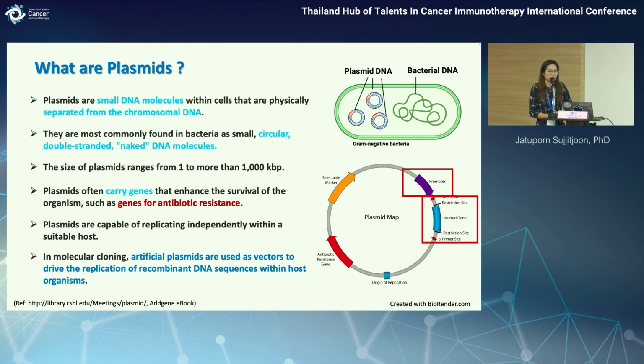The components of plasmids normally used are the multiple cloning sites, where you can insert the gene of interest within the plasmid, the promoter region that can drive gene expression, the origin of replication or ORI, and another gene that is essential to select the clone, such as the antibiotic resistance gene.